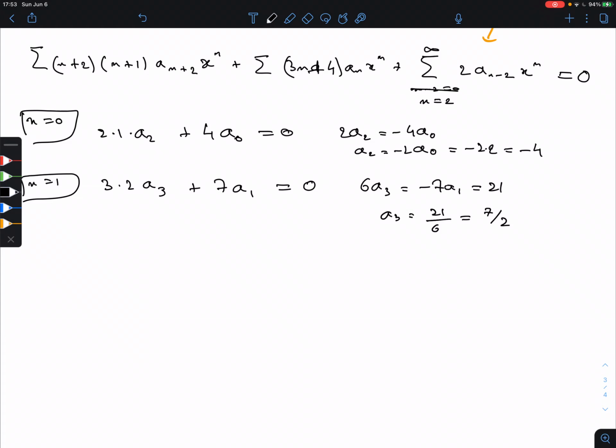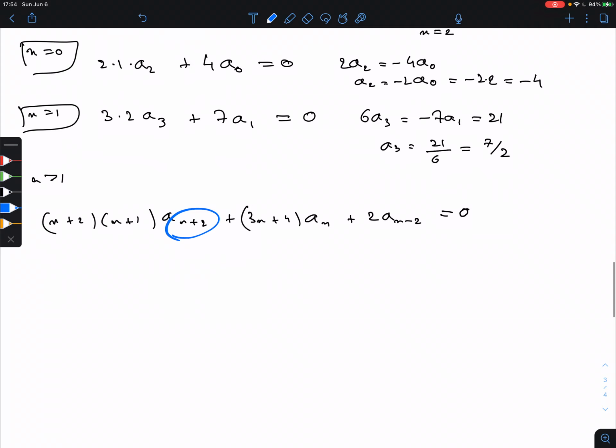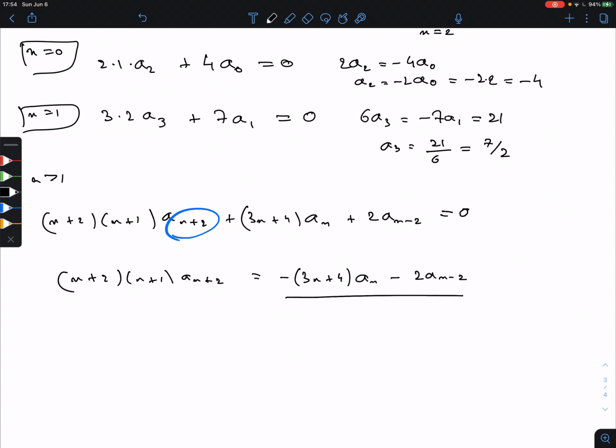So what next? For n bigger than 1, we can put all the terms together. We get n plus 2 times n plus 1, the coefficient of a_(n+2) of x to the n, plus 3n plus 4 a_n plus 2 times a_(n-2), and is equal to 0. Remember, what are we solving for? The highest index. So we get n plus 2 times n plus 1 a_(n+2), and bring the other terms to the other side. I'm going to use minus 3n plus 4 a_n minus 2 times a_(n-2), and we're going to divide this by n plus 2 times n plus 1.